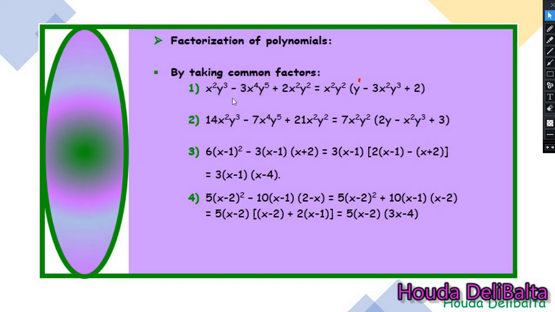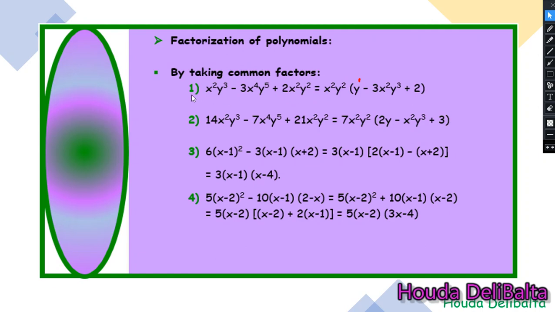I continue dividing minus 3x power 4 y to the power 5 by x squared y squared. Of course, my 3 is kept. X power 4 divided by x squared, I just subtract the exponents. 4 minus 2 is 2, then x squared is kept inside. And y to the power 5 divided by y squared is just subtracting the exponents because I have the same base y. So I will get y to the power 3. So as if we are making a revision for division of powers. And finally, 2x squared y squared divided by x squared y squared. X squared will cancel x squared, y squared will cancel y squared, and what remains is just 2.